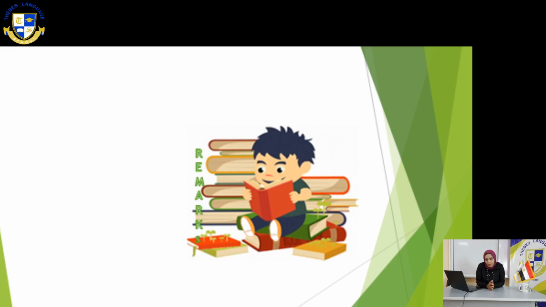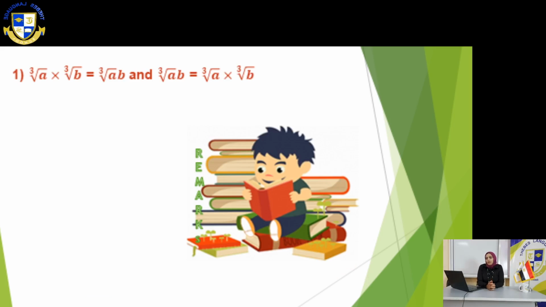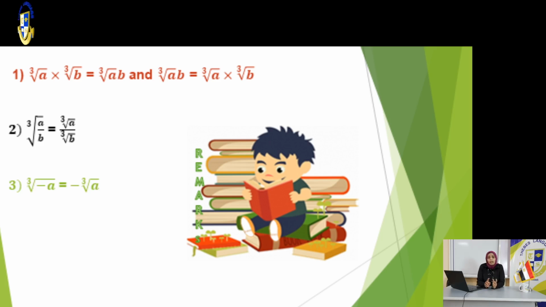We have here some remarks. Number 1, the cubic root of A times the cubic root of B equals the cubic root of AB. Also, the cubic root of AB can be written as the cubic root of A times the cubic root of B. Number 2, the cubic root of A over B equals the cubic root of A over the cubic root of B. Number 3, the cubic root of negative A equals negative the cubic root of A.